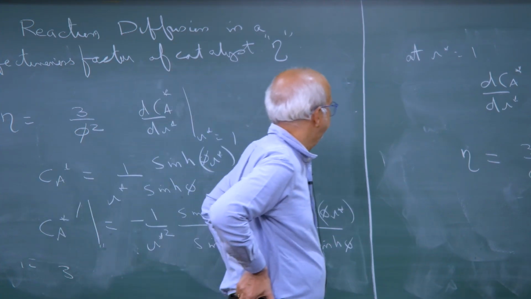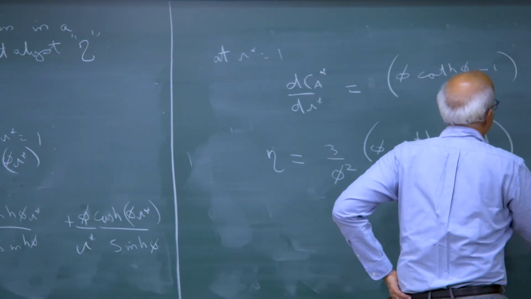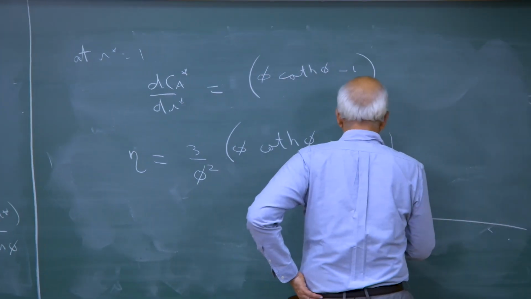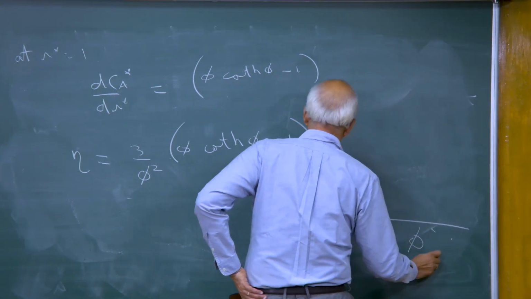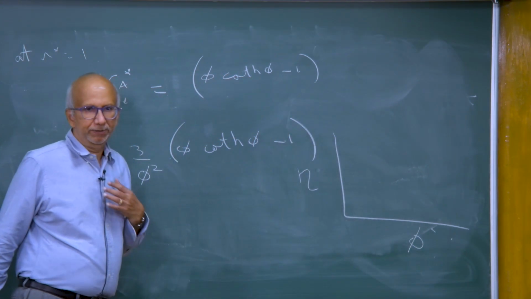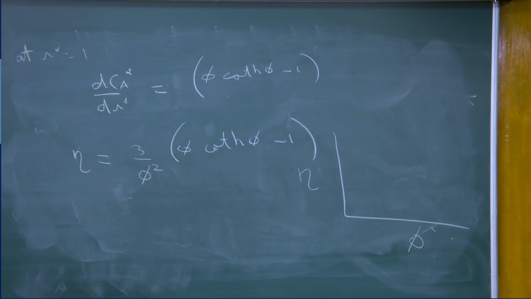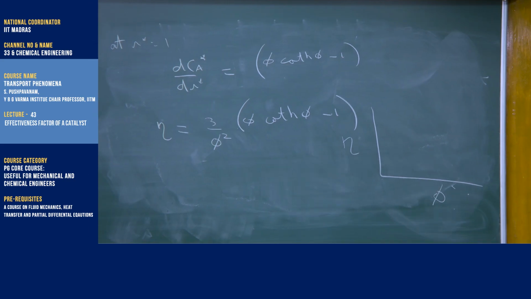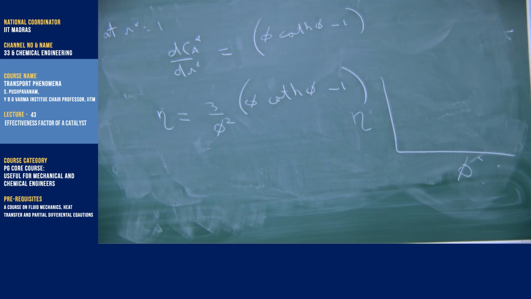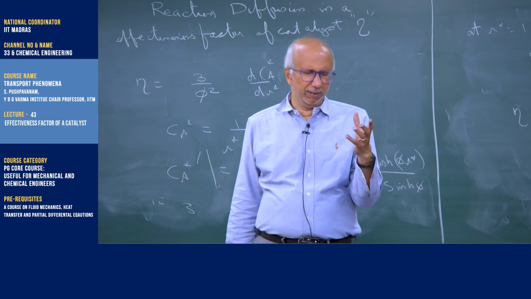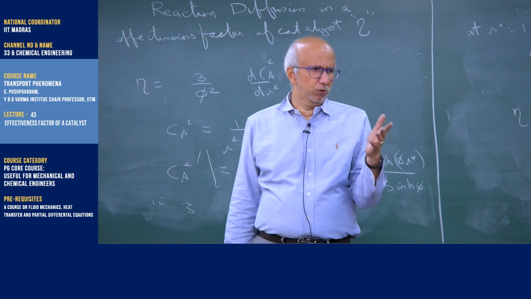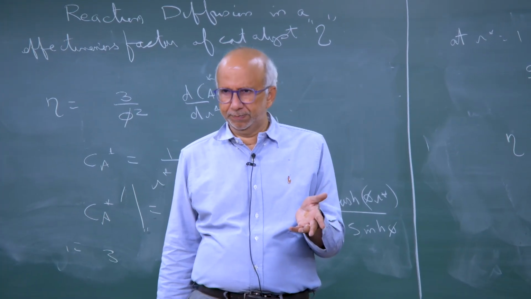So, basically how is all this useful? You can plot eta versus phi, this effectiveness factor. So, for a given system, given reaction, the reaction rate constant K is known. For a given pellet which you have designed, the diffusivity D is known, and the size of the pellet R is known. So, you can calculate phi squared.